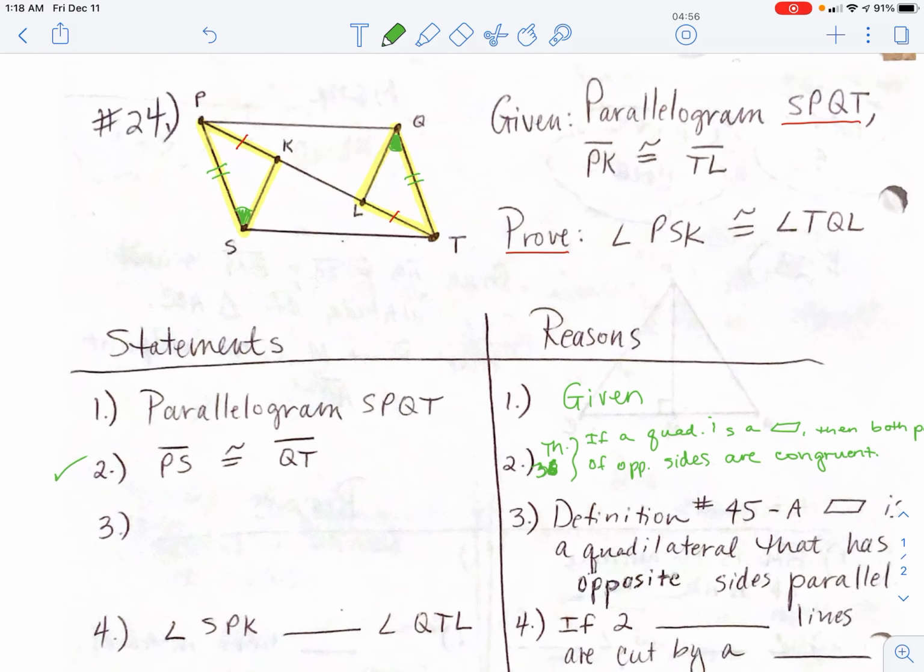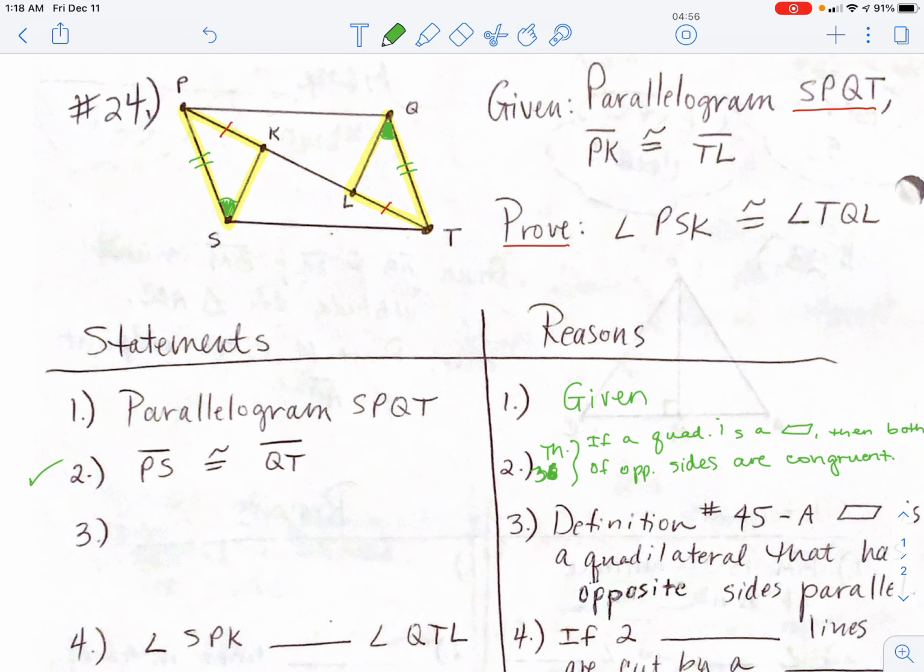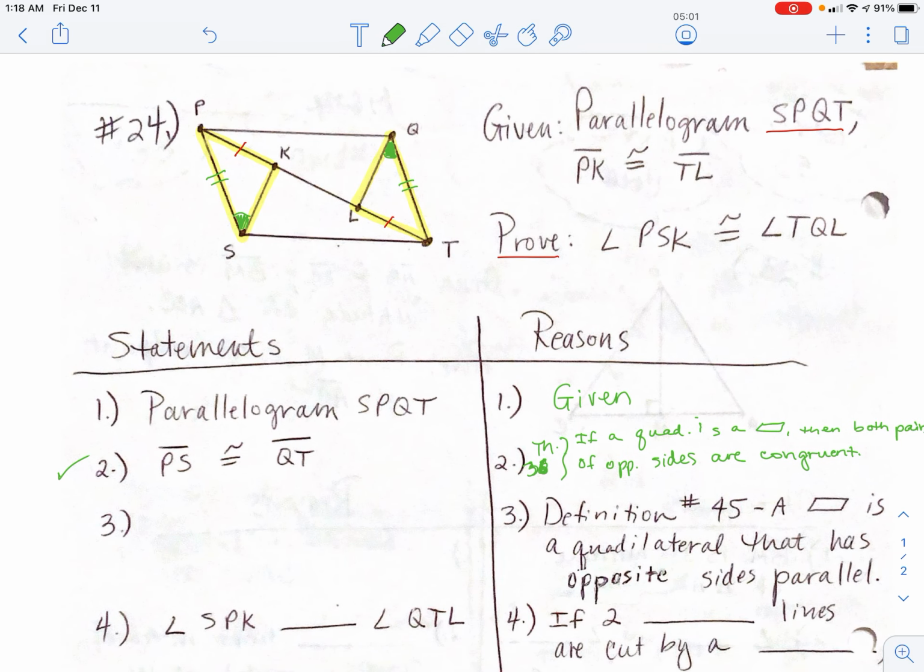Okay, we can also say, now I'm looking here, let's look at another thing we know about PS and QT. We also know that those are parallel. PS is parallel to QT. And that comes from definition 45. If you have a parallelogram, then you know that the opposite sides are parallel.